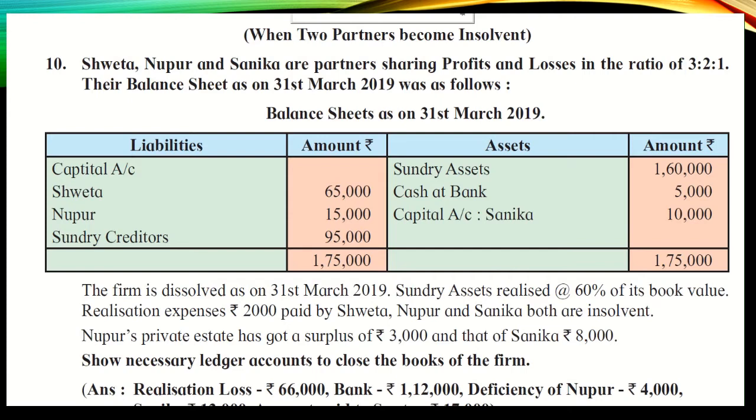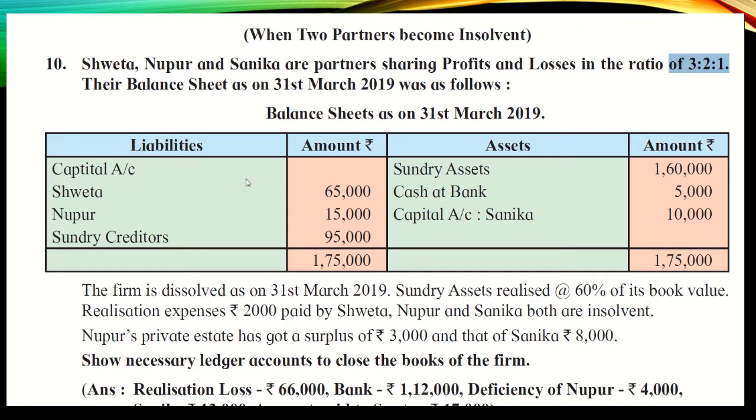So you have learned how to dissolve or close down the firm in a simple dissolution, or when one partner becomes insolvent. Now this is the case where two partners will be insolvent. You can see this is the question where two partners are bankrupt or insolvent persons. So ultimately the useful information is your sharing ratio, which is 3:2:1.